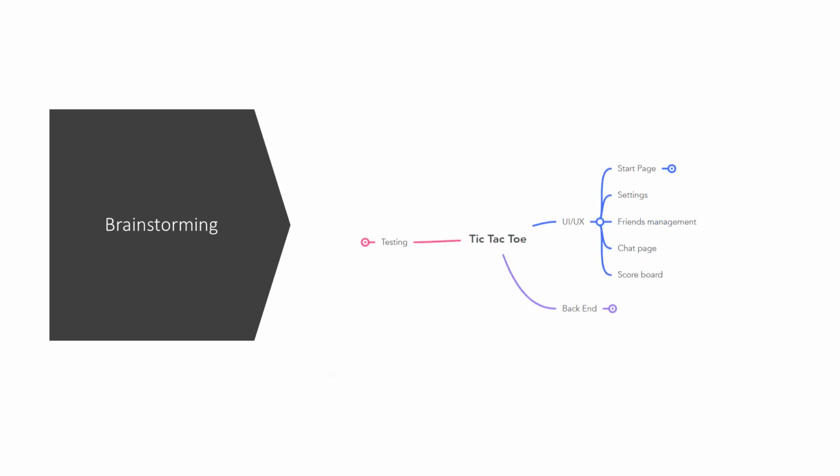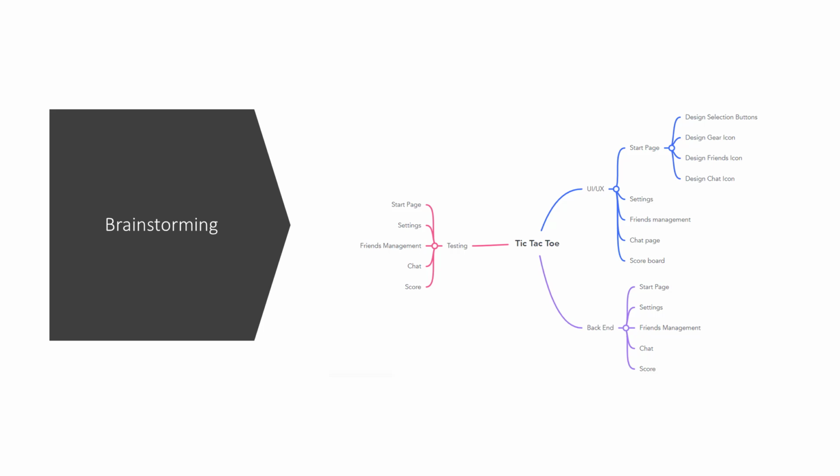We start with the root node. Call it tic-tac-toe, and then start adding branches: user interface and user experience, the back end, testing. Then our group might break it down further. We would say start page, settings page, friend management page, a chat page, a scoreboard page. And then our team might break it down one step further. We would need to design select buttons, a gear icon, a friend icon, and a chat icon.